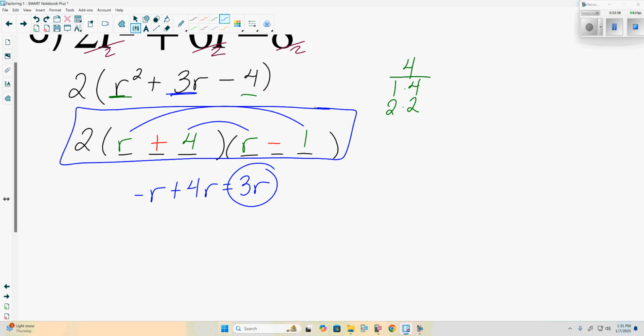Questions on this so far? Are you starting to feel a little comfortable with this here, remembering how to do these? All right. 9 or 12, which one do y'all want to do? 12.